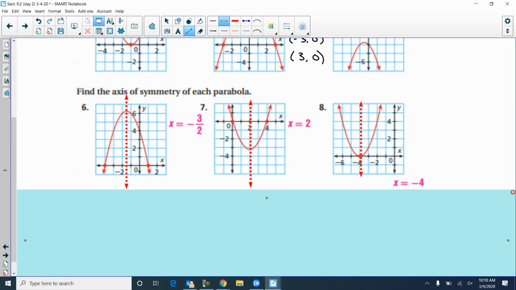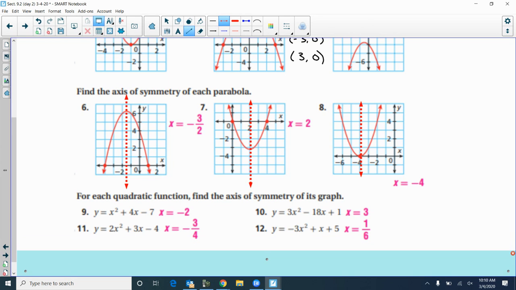Angelina, what do you got for 11? x equals -3/4. And Michael Carney, what do you got for 12? x equals 1/6. All right, so let's take a look here. x equals -2 would be number 9. Number 10 is x equals 3. x equals -3/4, and x equals 1/6.